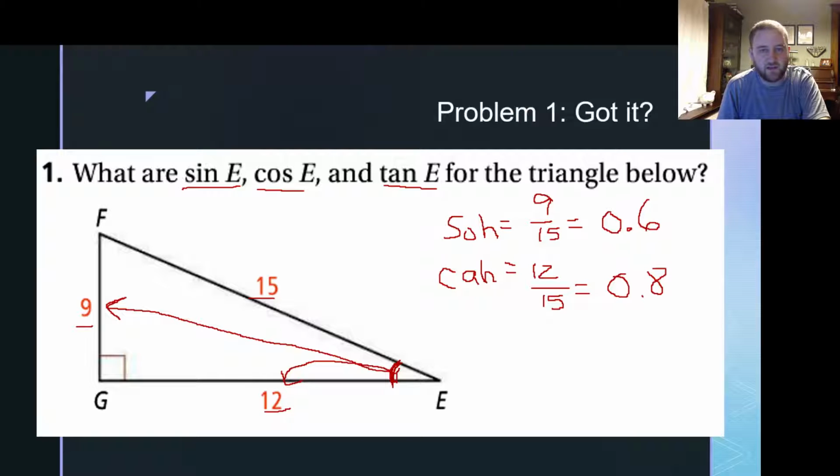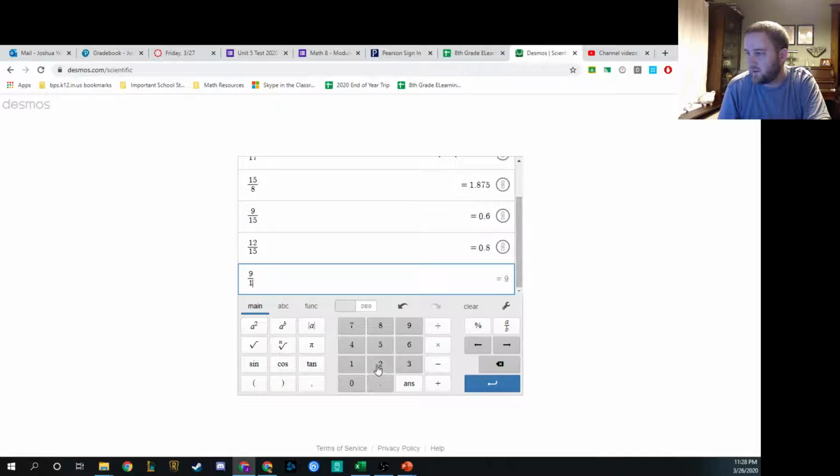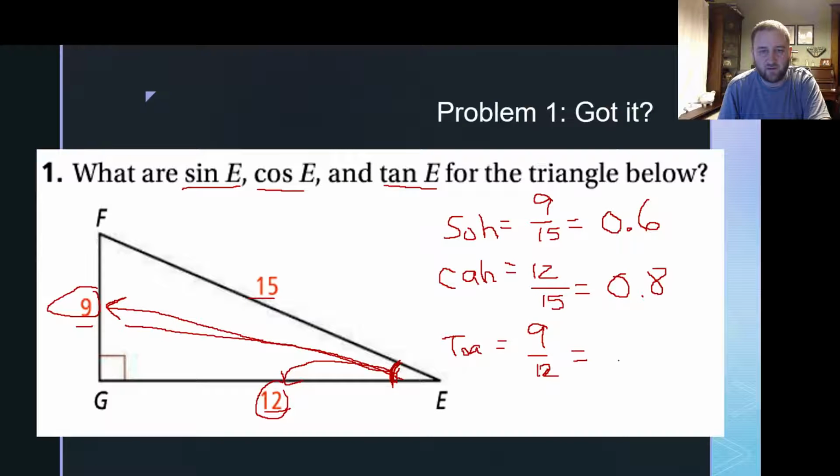And then tangent of E, that's TOA, opposite, oops, I messed that up. TOA, opposite over adjacent. So opposite over adjacent is 9 divided by 12. 9 divided by 12 gives us 0.75. Okay, so hopefully you're able to get each of those on your own. If you didn't, hopefully you recognize what your mistake is once you saw me doing it.